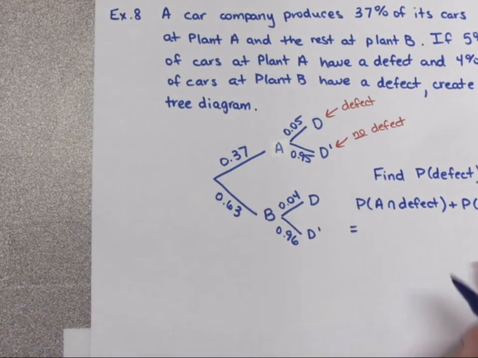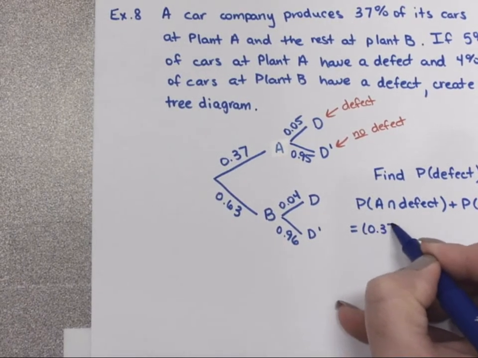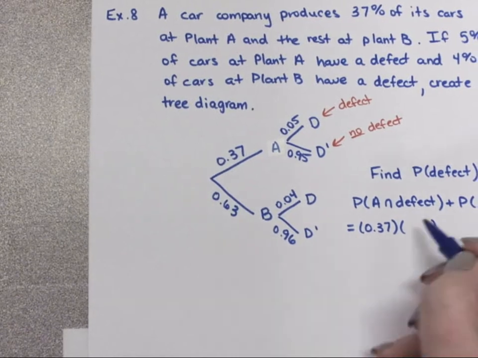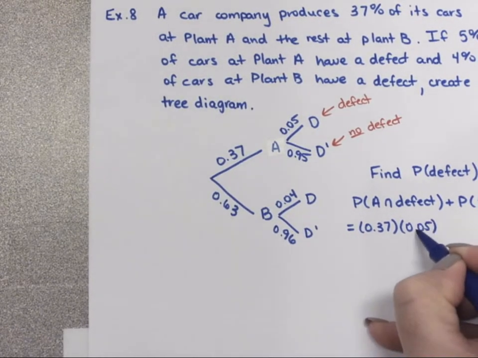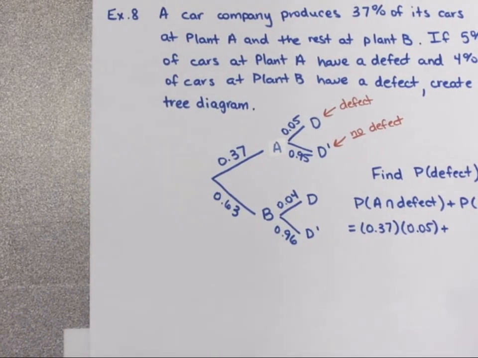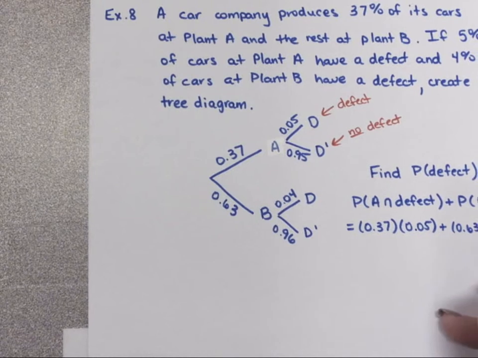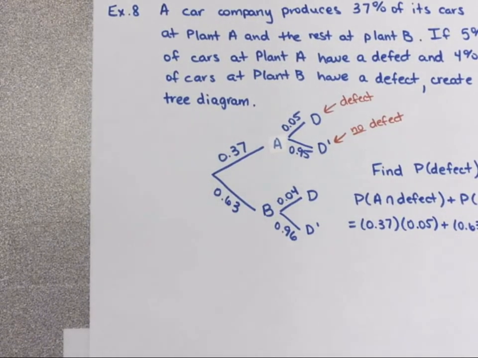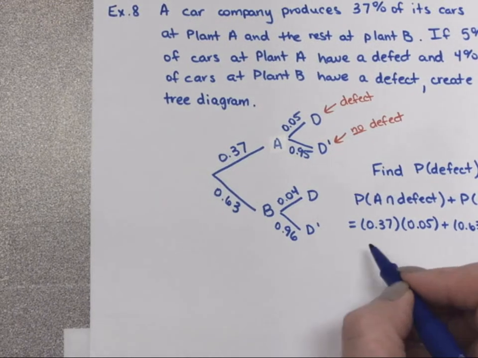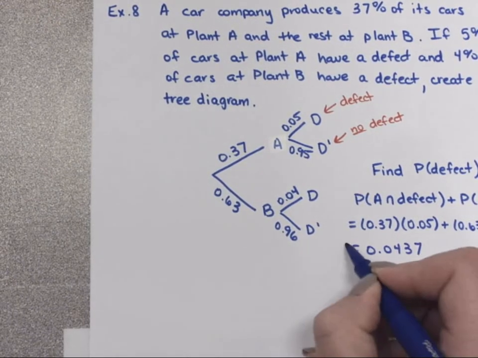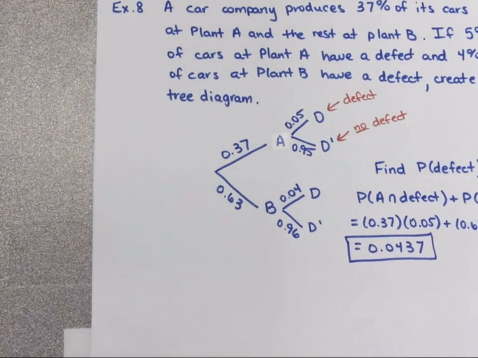The chance that we go A is 0.37. The chance that we then, after that, go D rather than not D is 0.05. And the same thing here: the chance that we go B is 0.63, and then the chance that after that we have a defect is 0.04. We'll just use our calculator to figure that out, but there's actually a 4.37% chance of a defect overall.